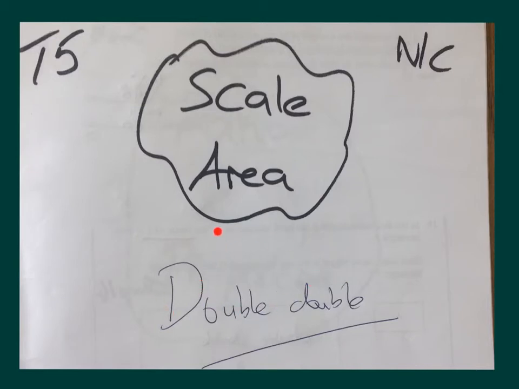So the next topic here is a topic for scale area, and scale area, remember, is called double-double. So double-double, if it was a scale factor of 9, it'd be 9 nines, which is 81. Okay, so let's look at a couple of questions in action.